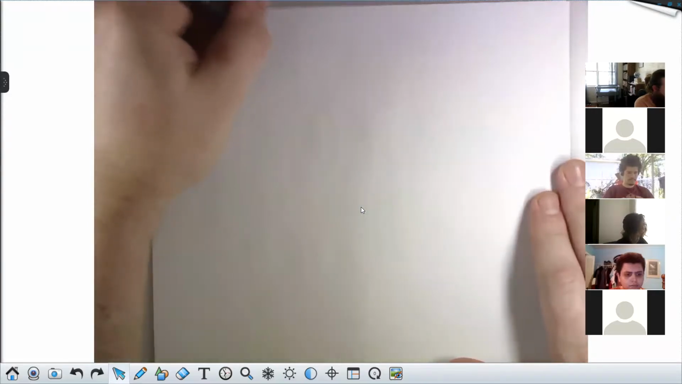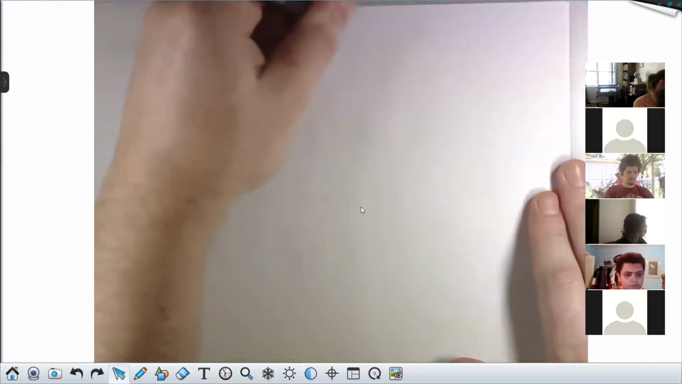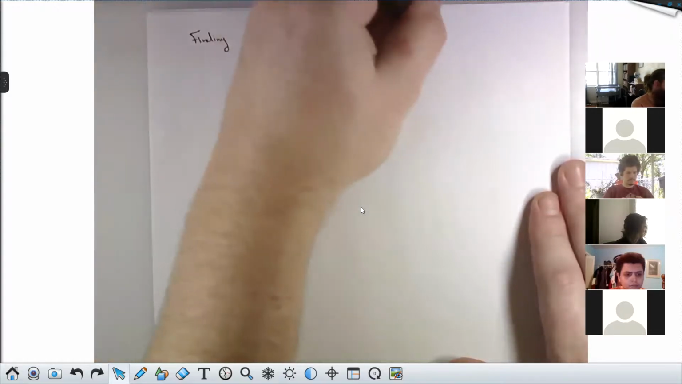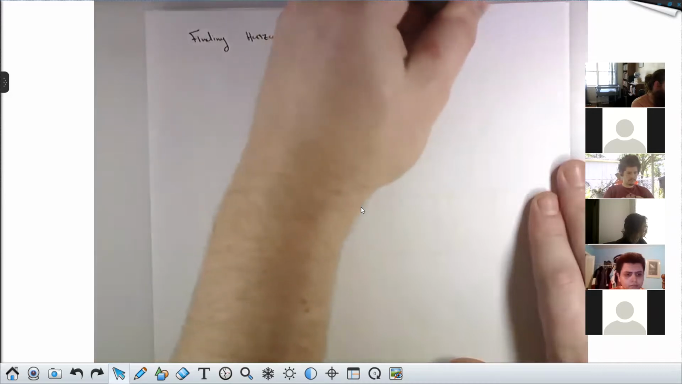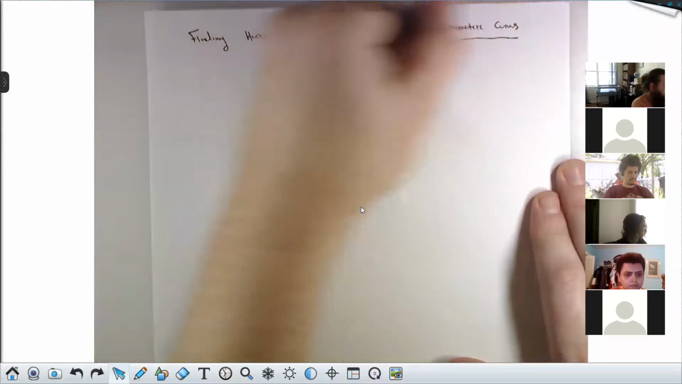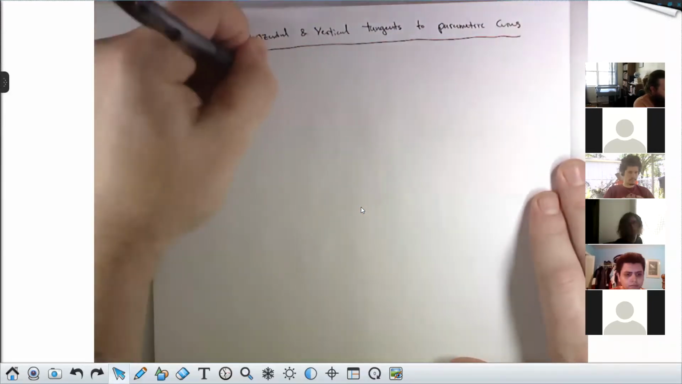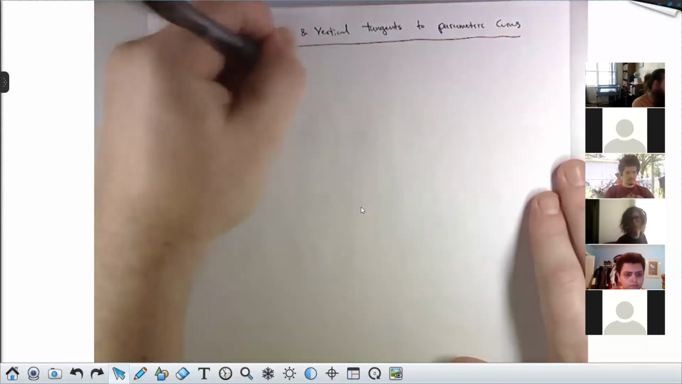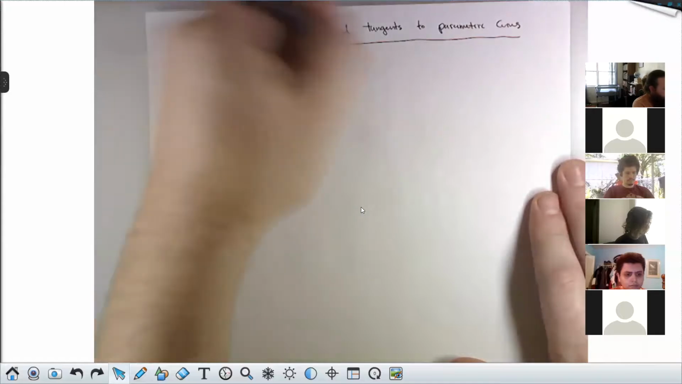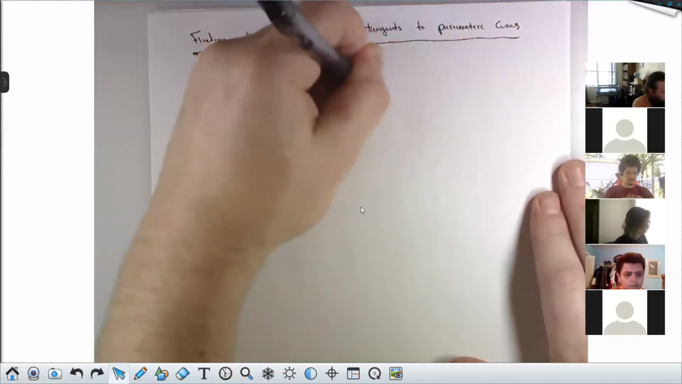Finding horizontal and vertical tangents to parametric curves. Recall that the slope of a tangent line is dy dx. And when you're looking at parametric curves, that's dy dt divided by dx dt.